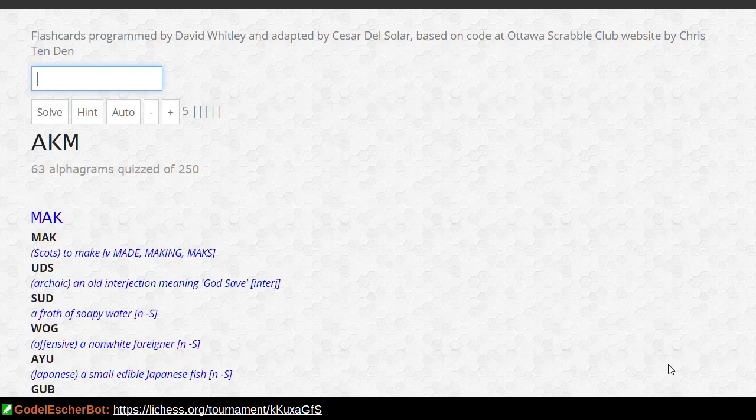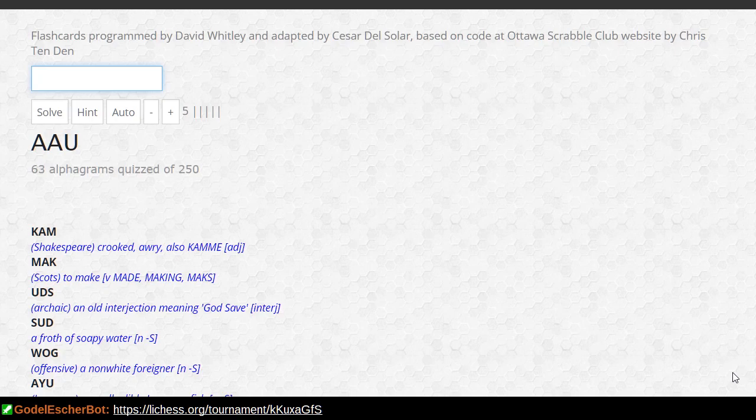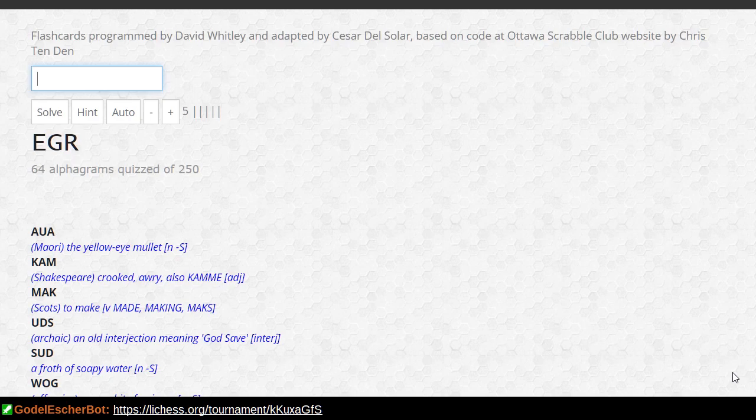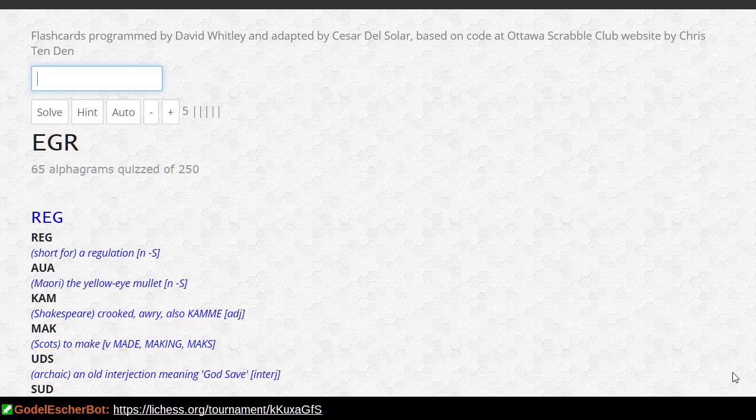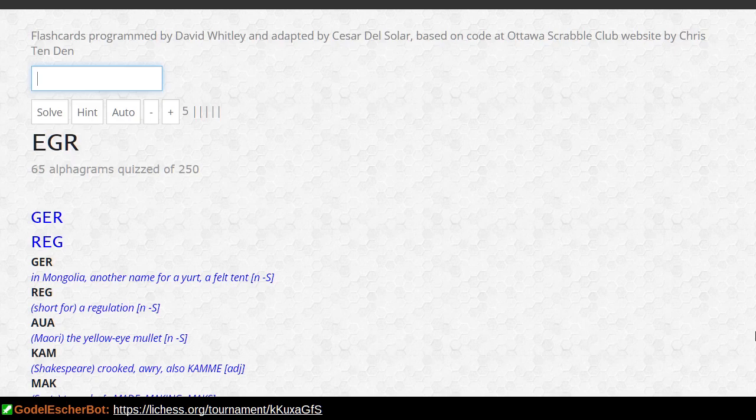Mac, to make. The only other way I know to pronounce this would be cam. Crooked or awry. There's only one way I know how to pronounce that. Maori. The yellow eye mullet. Awa. All right. Reg. Short for regulation. I know in Word Freak they say GER is not a word. All right, here it is. It's a word. In Mongolian, it's another name for a felt tent.